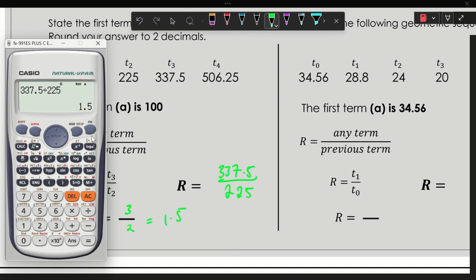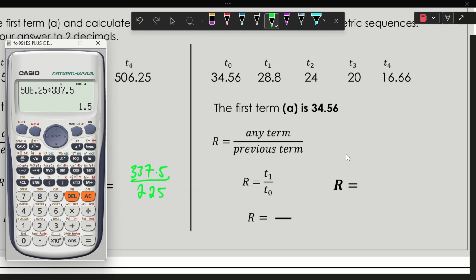So I can use T4 if I wanted to. So 506.25 divided by 337.5, and it'll give me the same answer, or close to, which is 1.5. There you go. Yeah, so it gives you the same thing regardless of what you use.